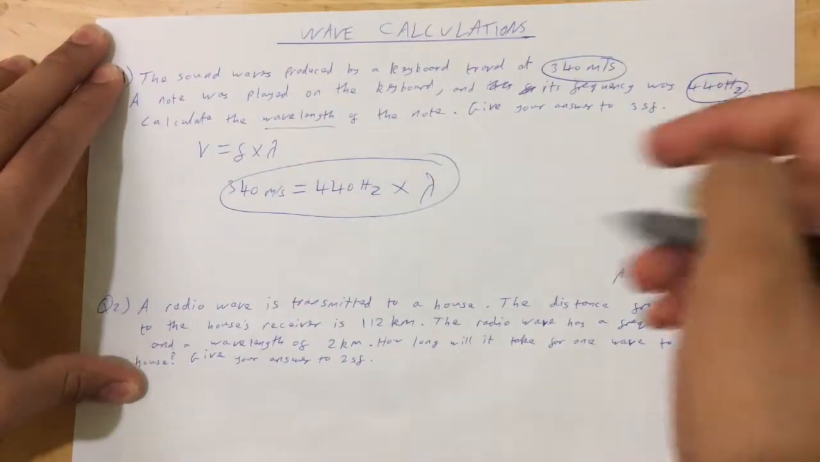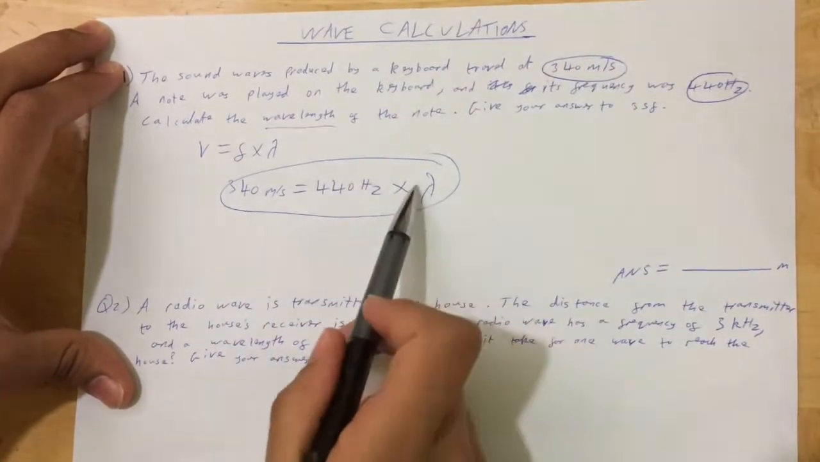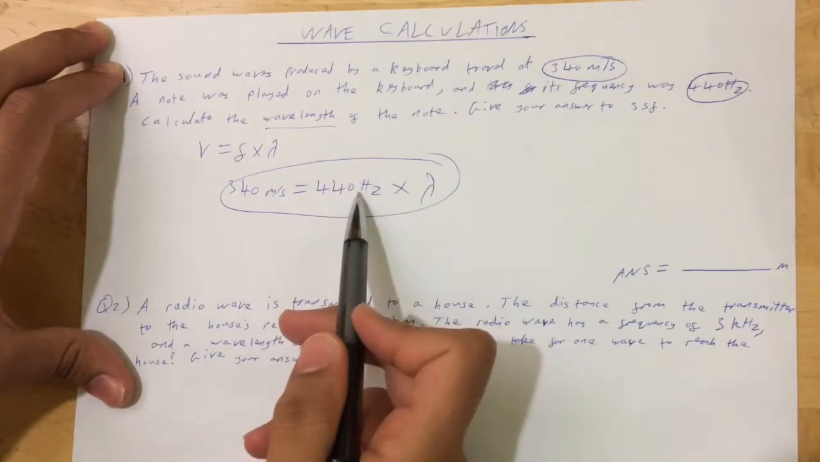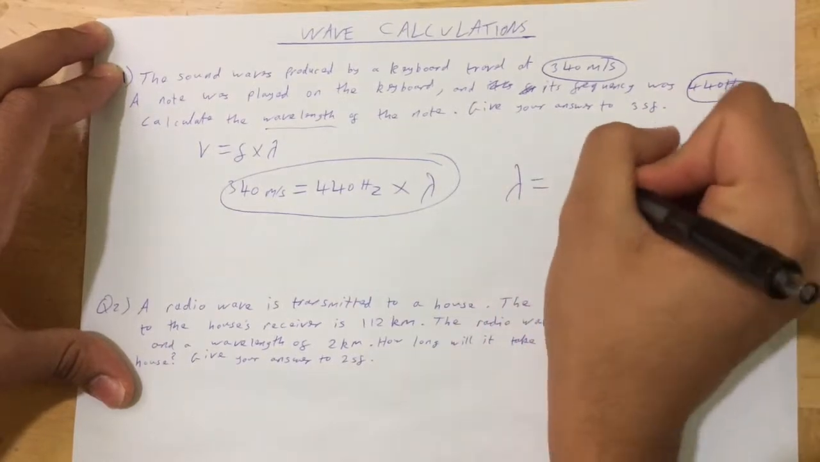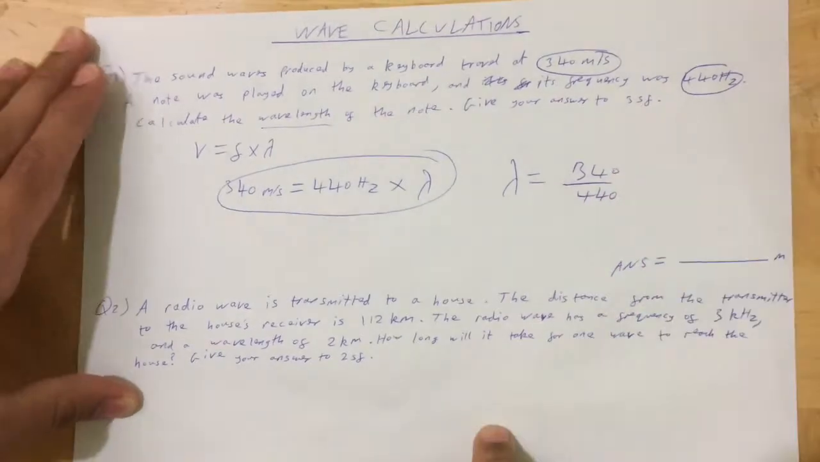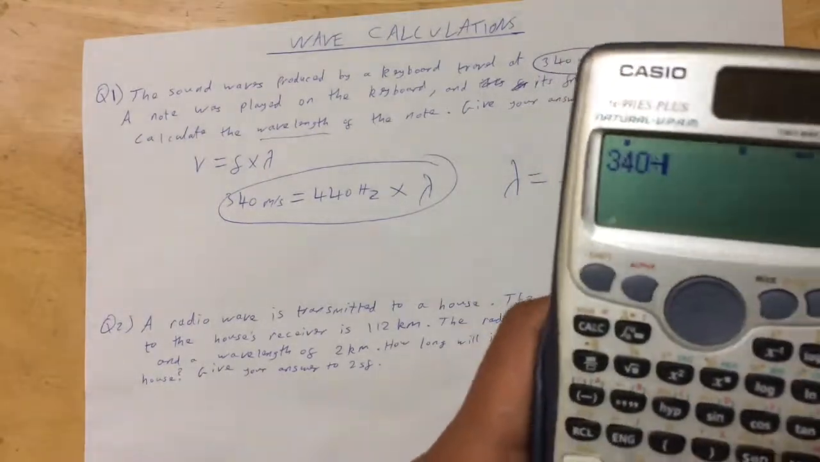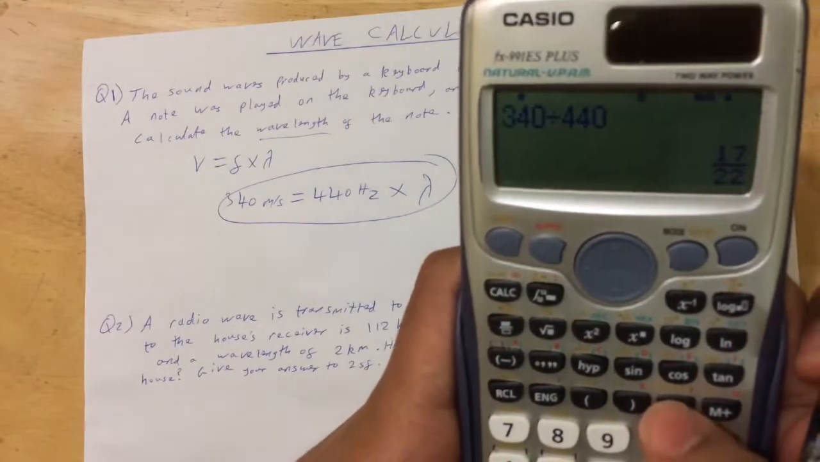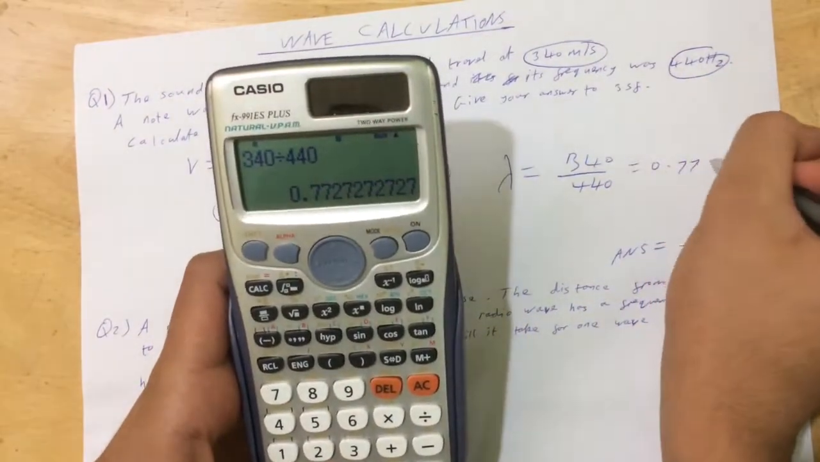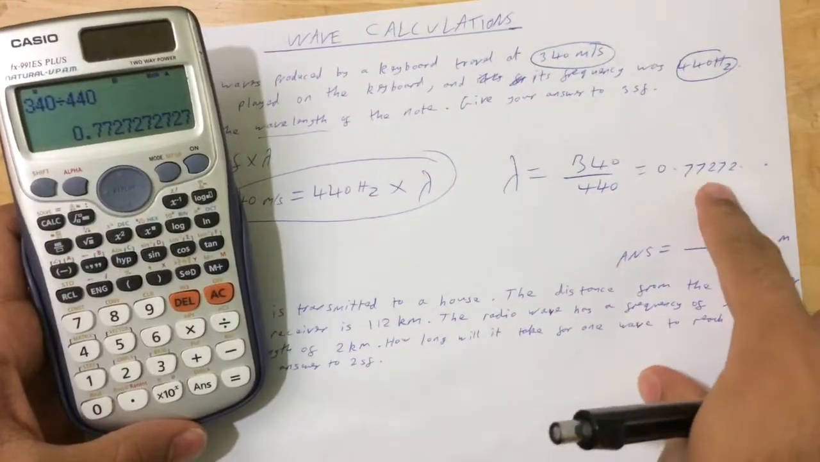How do you get your second mark? Well, you rearrange the equation and find the answer. We want lambda. So lambda multiplied by 440. How do we get lambda on its own? Divide by 440. So lambda is 340 meters per second divided by 440 Hertz. Remember, this is a calculator exam, so you can use your calculator. 340 divided by 440 gives you 17/22 as a fraction, but as a decimal it is 0.77272 and so on. That's going to give you your second mark.